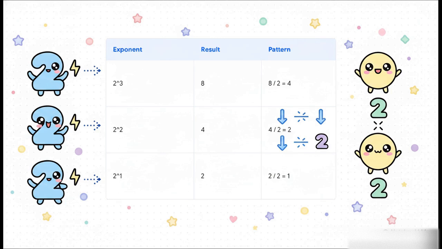Let's take a base of 2. 2 to the third power is 8, right? Drop the exponent by 1, 2 to the second power is 4. Drop it again. 2 to the first power is 2. Look closely at the answers. 8, 4, 2. Every single time the exponent drops by 1, the answer is just divided by our base, which is 2. 8 divided by 2 is 4. 4 divided by 2 is 2.